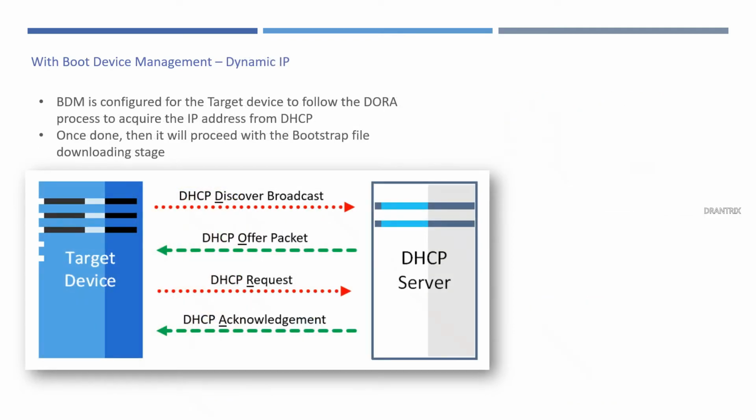The next method is boot device management with the dynamic IP. In this method, BDM is configured for the target device to follow the DORA process to acquire the IP address from the DHCP, and once all the communication is done, it will proceed with the Bootstrap file downloading stage.